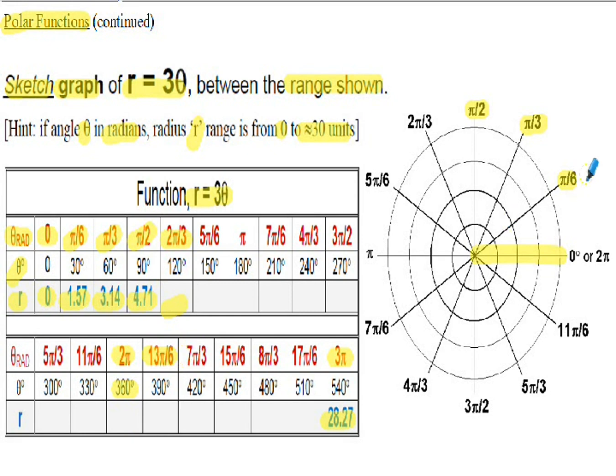So 13 pi upon 6 will be plotted here, 7 pi upon 3 will be plotted here, and so on. So we go through a cycle of 1.5 revolutions, if you like. The 3 pi radians is 1.5 revolutions, or 540 degrees. I encourage you to complete the table, working out the values of r based on the theta values in radians, and then plot the points on the diagram. The full solution is shown on the next slide.